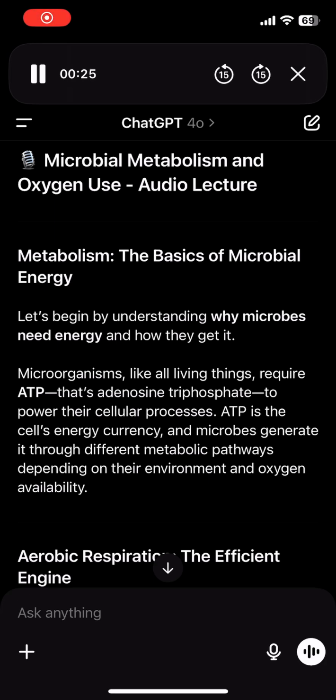Metabolism, the basics of microbial energy. Let's begin by understanding why microbes need energy and how they get it. Microorganisms, like all living things, require ATP, that's adenosine triphosphate, to power their cellular processes. ATP is the cell's energy currency, and microbes generate it through different metabolic pathways depending on their environment and oxygen availability.